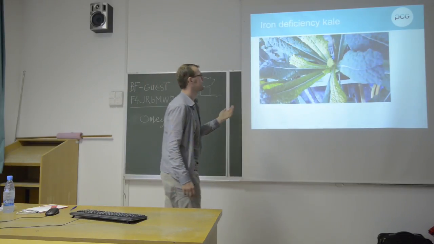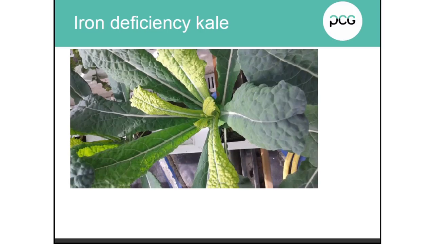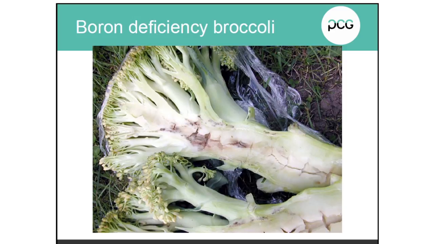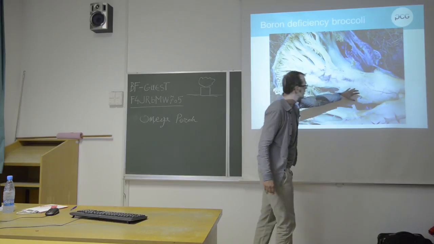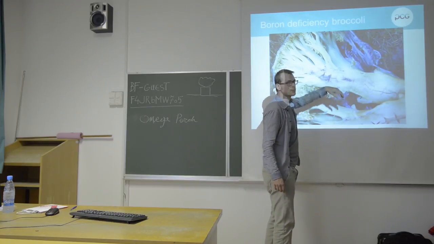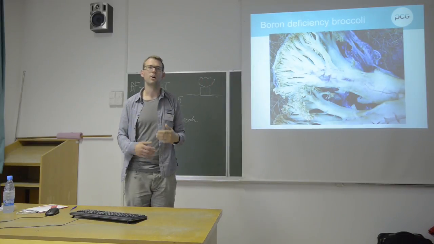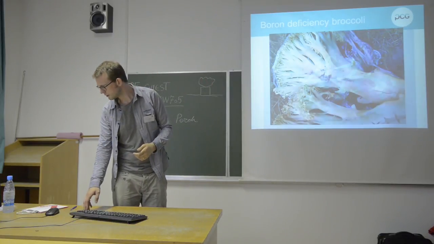Here's a typical thing that you might see in an aquaponic setup. It's iron deficiency. Here we were growing kale in our mobile gully system. There you see the typically white young leaves. A boron deficiency in broccoli. You don't see it on the outside, but here you will have cells collapsing and you get bacterial growth on that, and then after a while your entire plant dies.